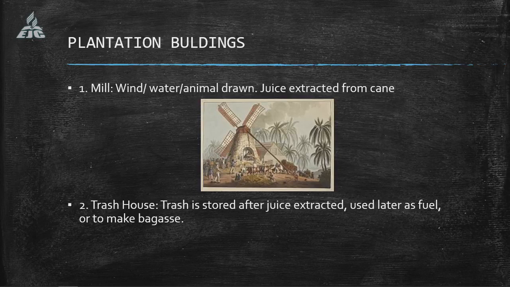Now, after the mill, you have what is called the trash house. When the sugar cane was transported to the mill to have the juice extracted, the trash from the cane would be sent to the trash house to be stored. Not only to be stored, but in the future to be used as fuel. Fuel to boil the sugar juice or to make bagasse board.